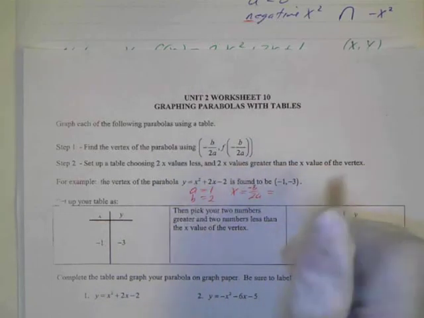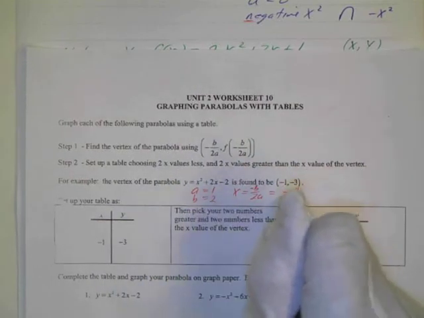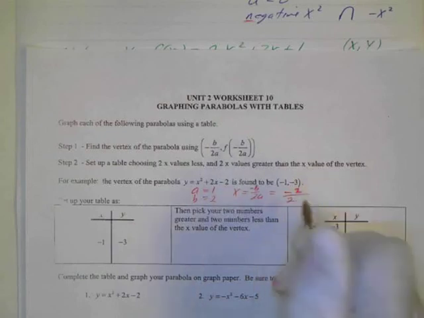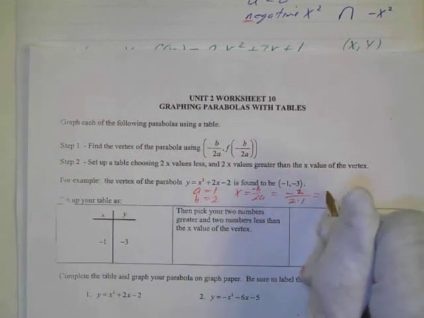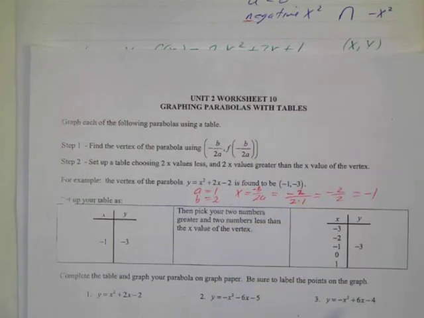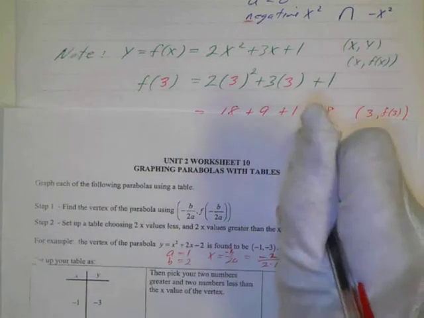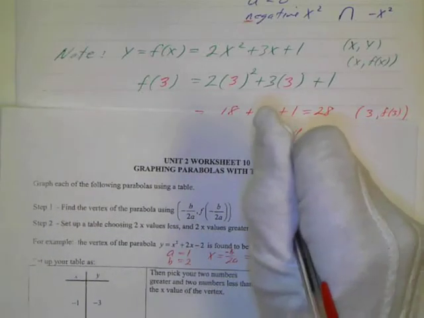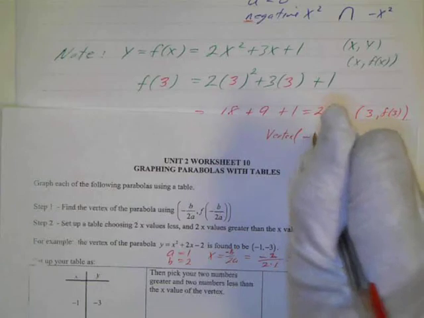That's going to be negative, and b is 2, so that's going to be negative 2 all over 2 times a, and a is 1. So that's going to be negative 2 over 2, which is just negative 1, so that's going to be my x value. So I guess I can write it up here. Or my vertex, this is the vertex. And the x value will be negative 1.